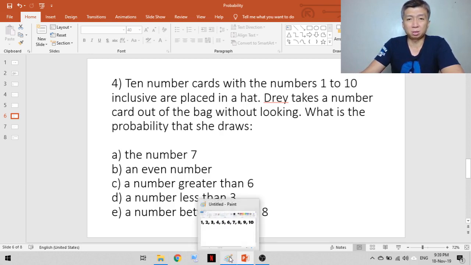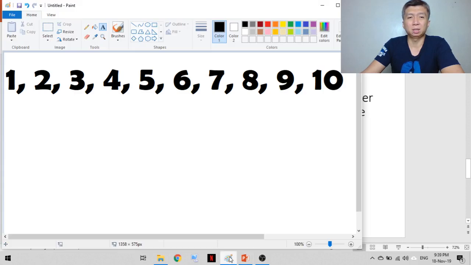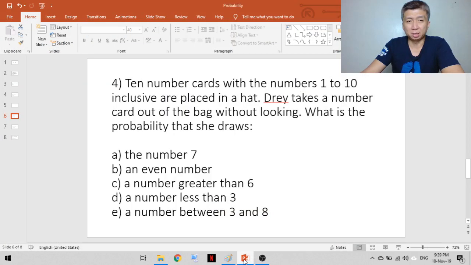Okay, so meron daw cards. So, sa madaling sabi, 10 cards na merong numbers 1 to 10. Okay? At ang sabi pa dyan, nilagay daw sa isang sombrero. Tapos si Dre, kumuha siya ng isang card. Anong probability na ang makukuha niya ay number 7?